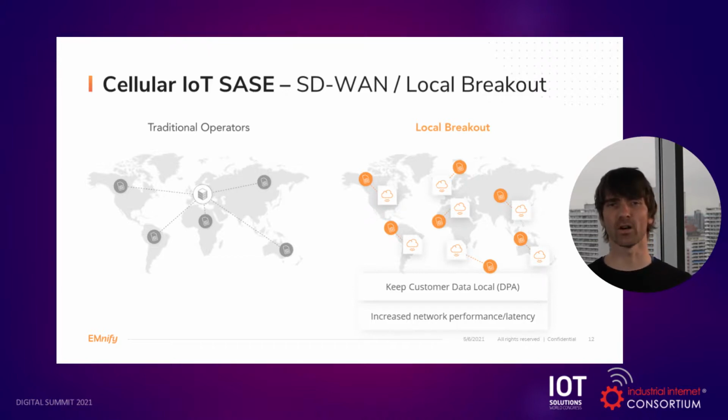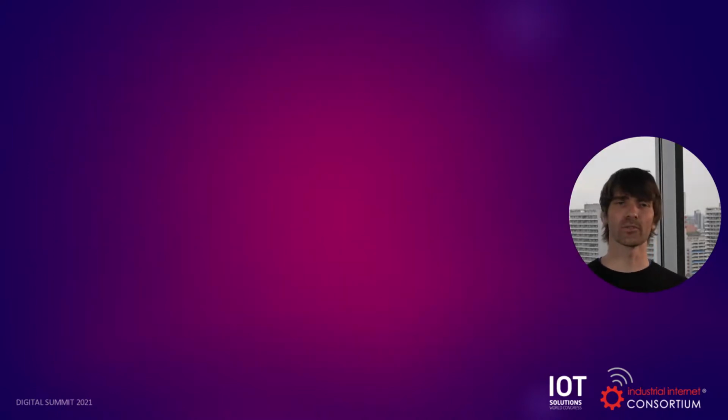So the benefits of this local breakout functionality is that you can keep the customer data local, and with that also make it easier to comply with, for example, data processing agreements. And of course, it also comes with increased network performance and lower latency, which actually also has an impact on the battery life. Now, let's look into another functionality of SASE and how it is applied to cellular IoT.